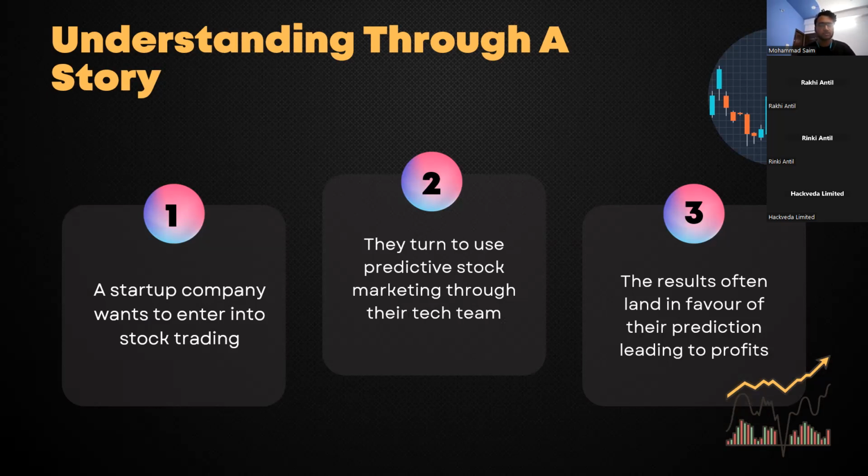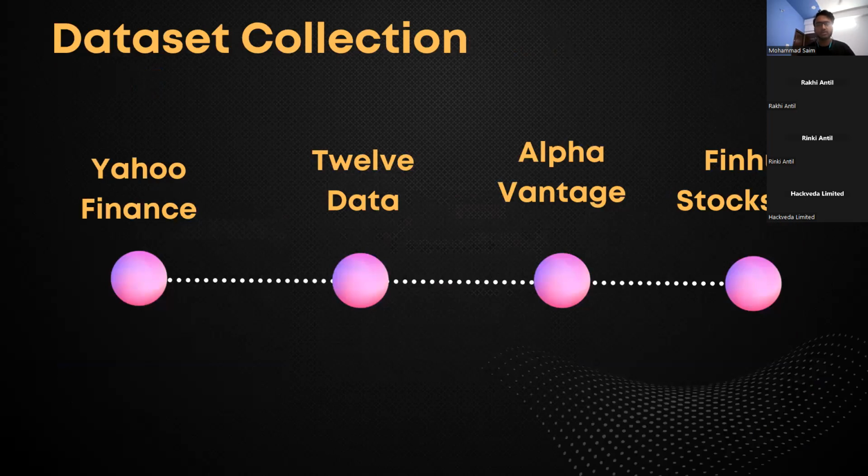So this was just a small story of how it can be used in real life. Coming to the data set collection part, I scraped through the available data sets, and these are the four which I have mentioned: Yahoo Finance, 12 Data, Alpha Vantage, and Finnhub Stocks API. 12 Data, Alpha Vantage, and Finnhub Stocks API, these three are APIs that are called from their respective websites and then scraped, so that we can use a real-time data set.